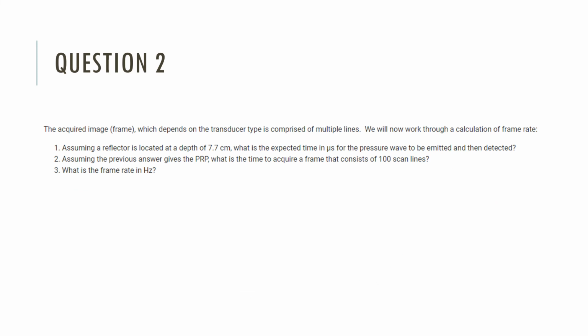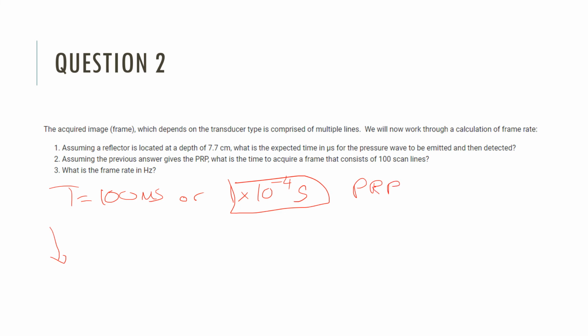Okay, so from the previous question, we had t equals 100 microseconds or 1 times 10 to the negative 4 seconds. We'll work in 1 by 10 to the negative 4 seconds just to make this easier for ourselves. Remember we said each line takes this much time to go down, reflect off 7.7 centimeters and come back up. Now we want to see how long it's going to take to create 100 lines. So this is our pulse repetition period per line. What is the total time it's going to take for 100 scan lines?